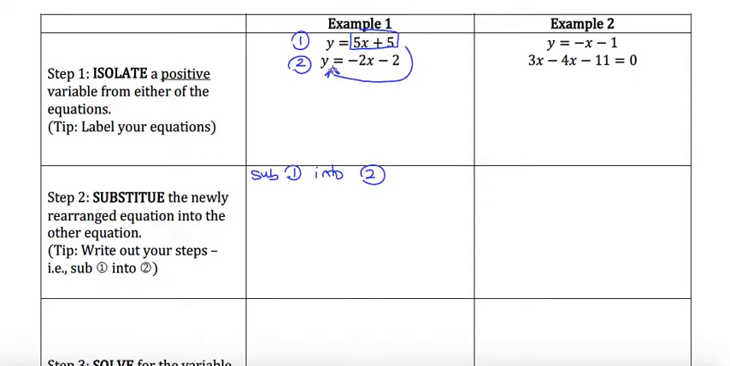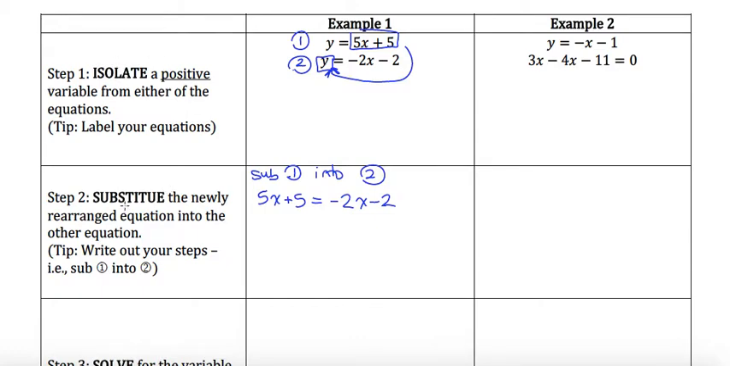So I'm going to put it right here into the equation for the value for y. So this 5x plus 5 is going to be right there. I'm going to replace it into the y in my second equation. So what's it going to look like? It's going to look like this. 5x plus 5 is equal to negative 2x minus 2. So that's step 2, substitute.